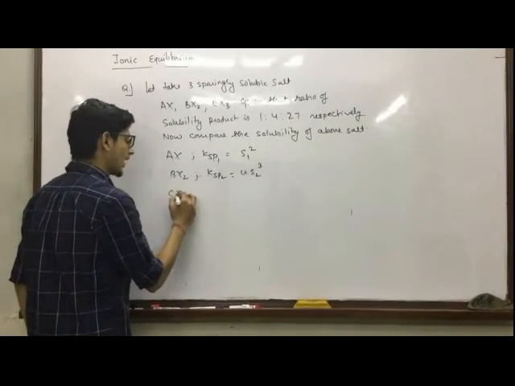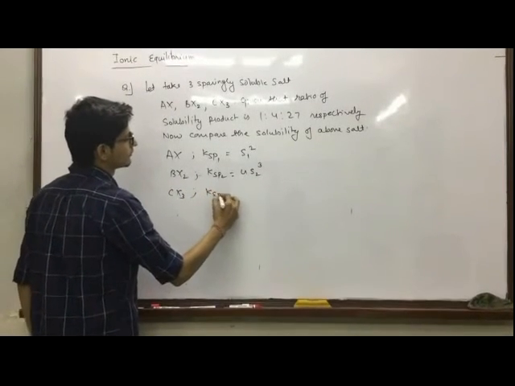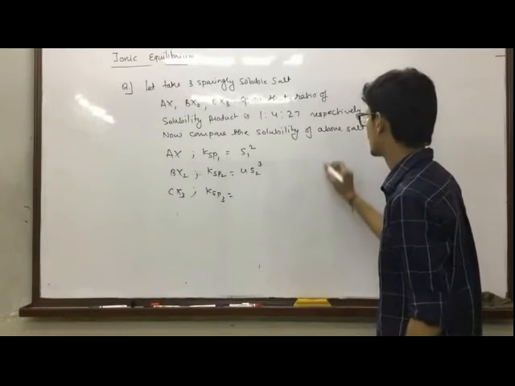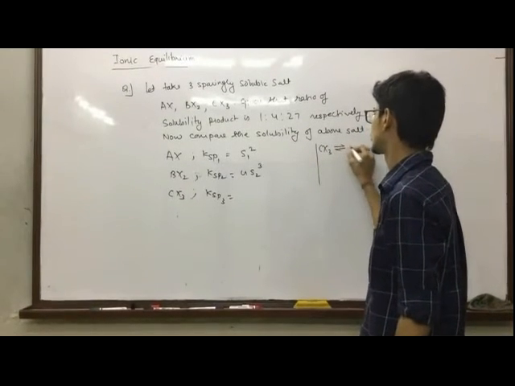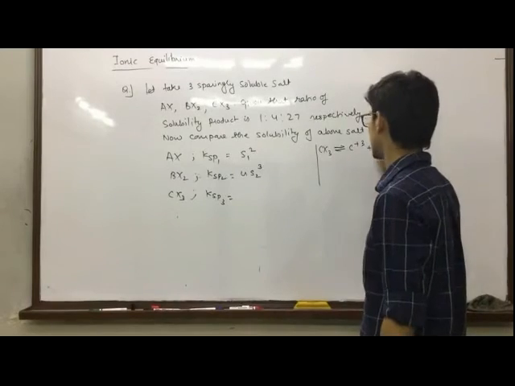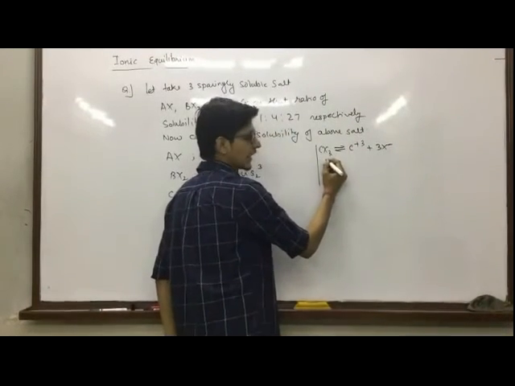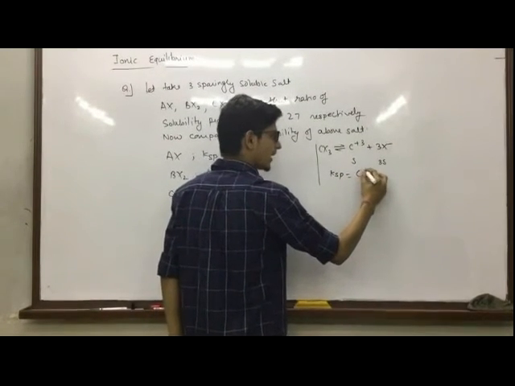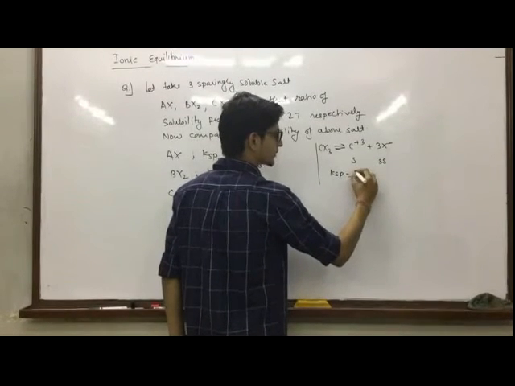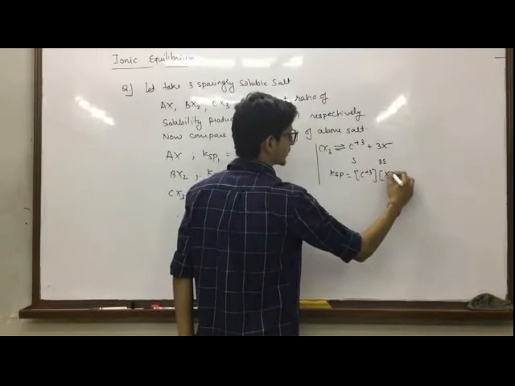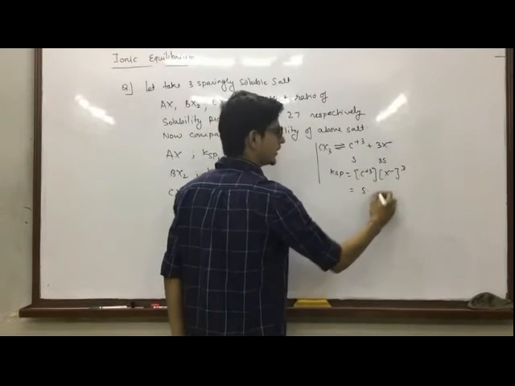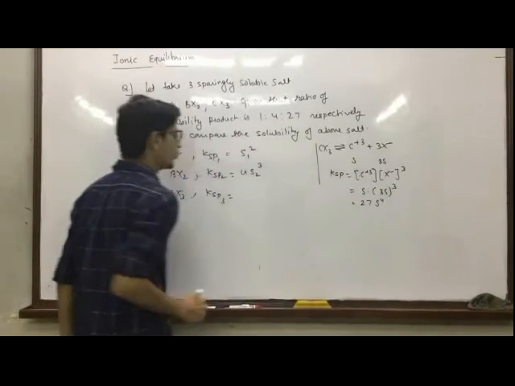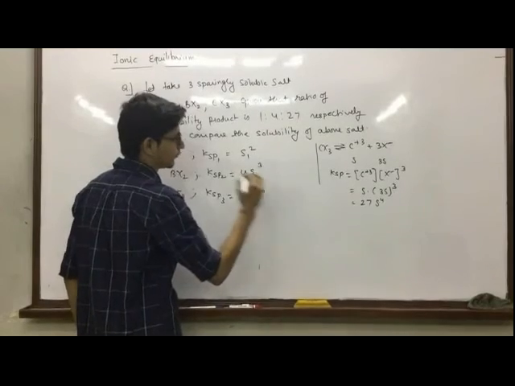And for CX3, the Ksp relation is going to be 27 S3 to the power 4. How do we see this? CX3 is going to dissociate into C3+ ion and 3 times X- ion. If solubility is S, it is going to form S and 3S. So the Ksp relation will be the concentration of C3+ into the concentration of X- to the power 3. This is S into (3S) to the power 3, which is going to be 27 S to the power 4. So the Ksp of this salt will be 27 S3 to the power 4.